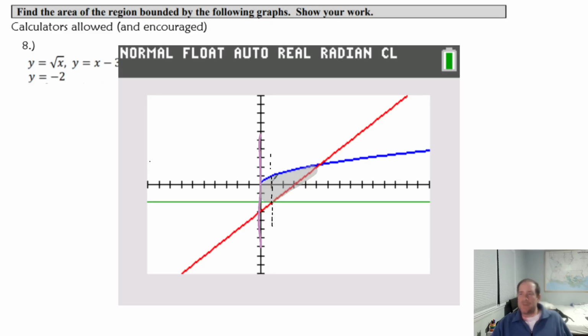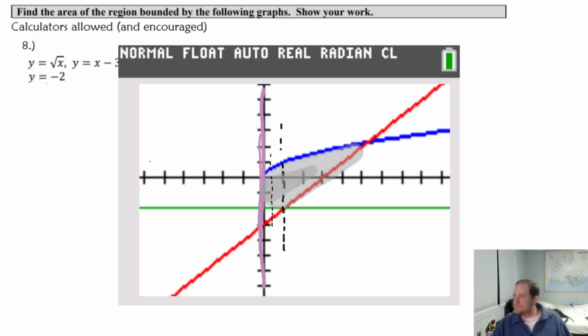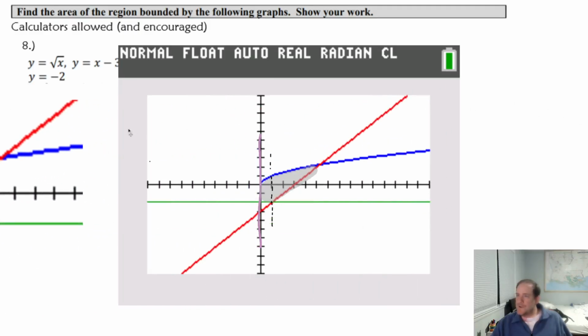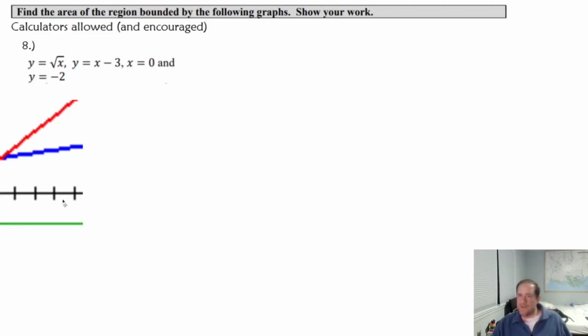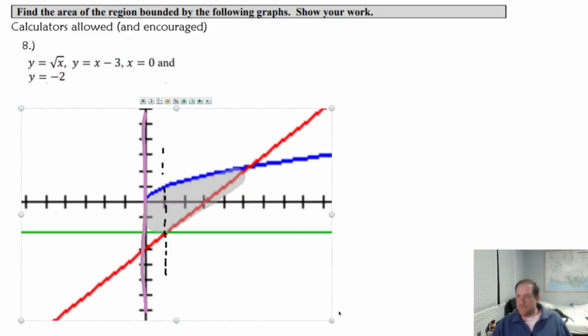But that means to the left of 1, you want the area that's between the blue and the green. To the right of 1, you want the area that's between the blue and the red. So that's definitely two different integrals that you need to write. So let me grab this and throw all this out. So here's our little sketch of what's going on.